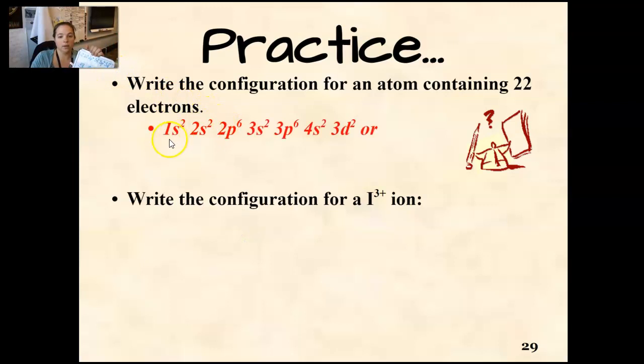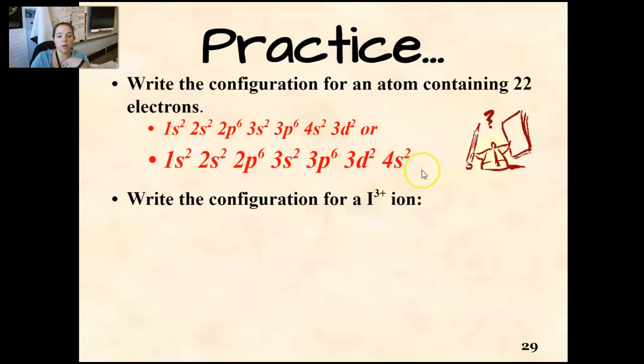So let's see. Oh, that was my bad. I made a mistake. So you're going to fill only 2 of the d first and then add the 4s. That was my bad. It's been a little bit of a time since I've done this. So make sure you put the s in after the 3d2.